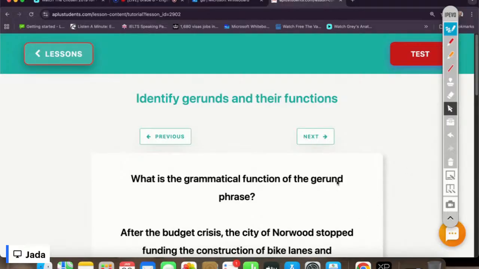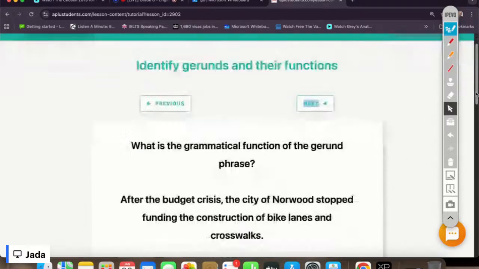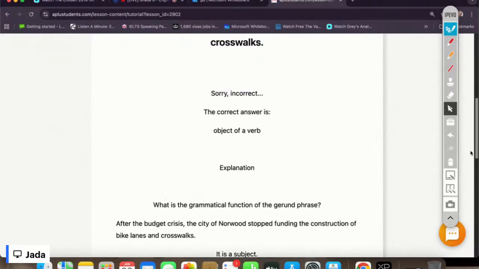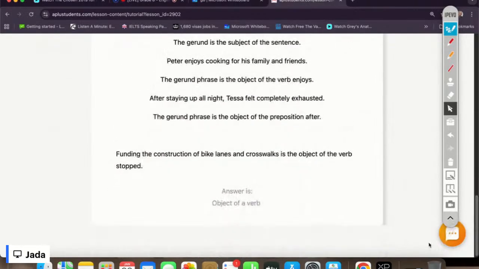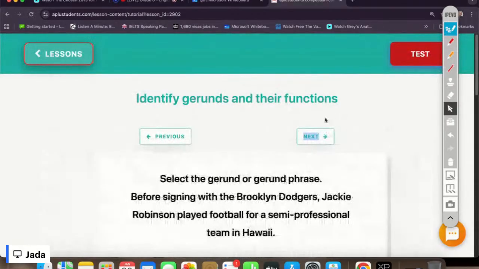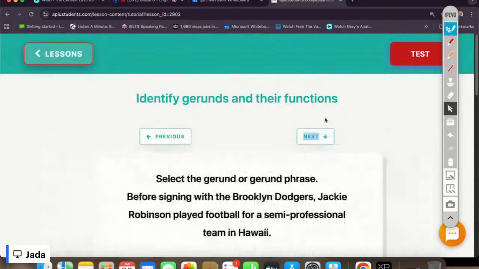So what is the grammatical function of the gerund phrase here? After the budget crisis, the city of Norwood stopped funding. So what do we have here? Object of a verb is what we have here, okay? That's the grammatical function. Alright.